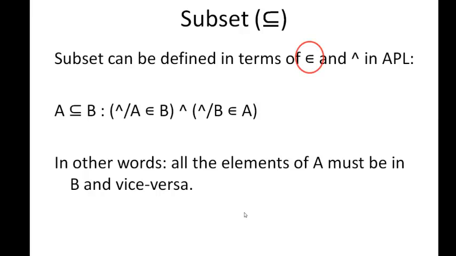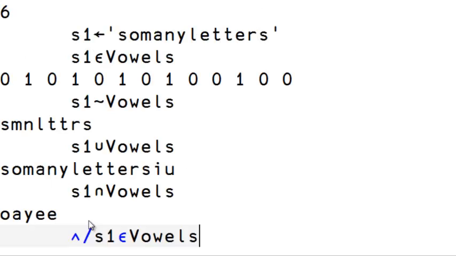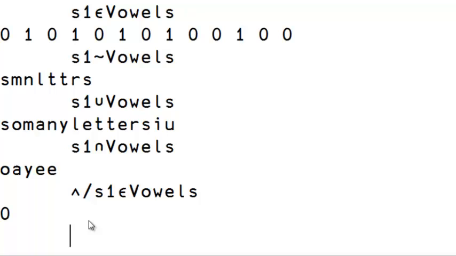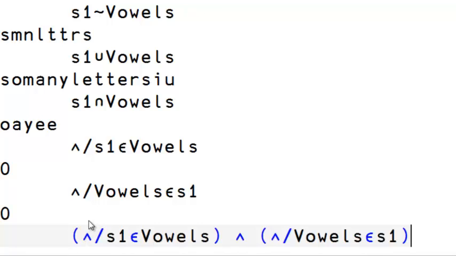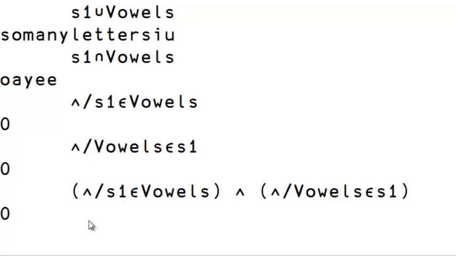Subset can be defined in terms of membership and the function AND in APL, so that A subset of B is defined as are all the elements of A in B and are all the elements of B in A. In other words, all the elements of A must be in B and vice versa. If we want to know if all the letters in S1 are vowels, we can see that it is not true. If we want to know if all the vowels are in S1, we can see that it is not true. And we can check that condition to see if both are true, and it is not the case.